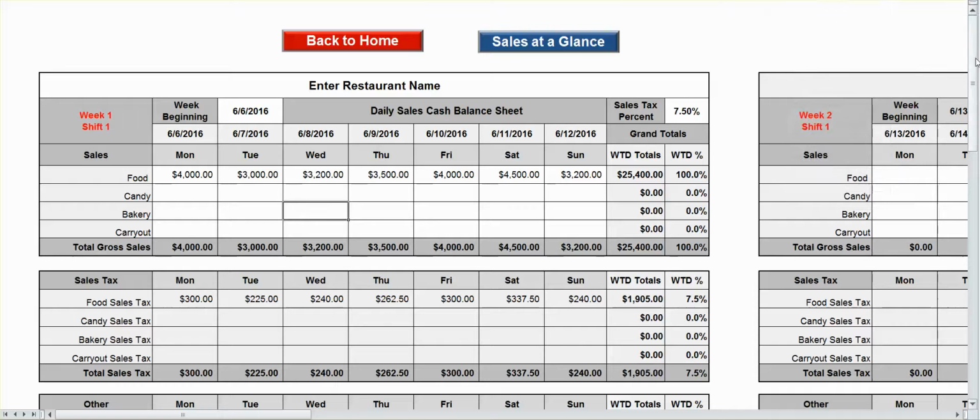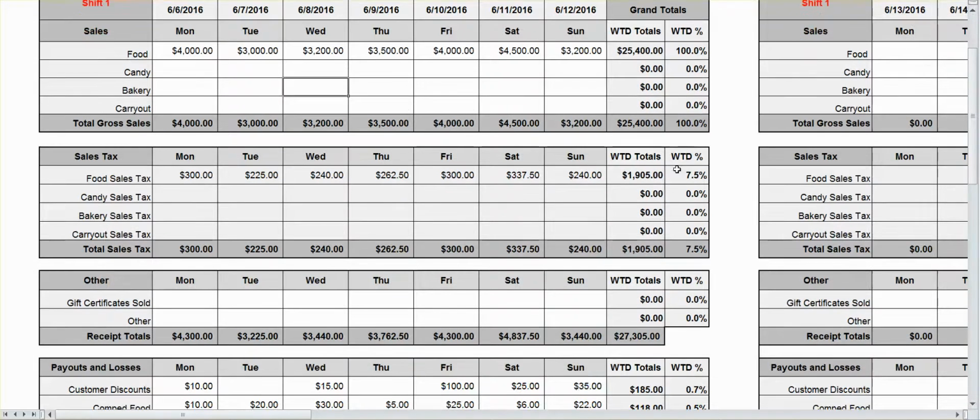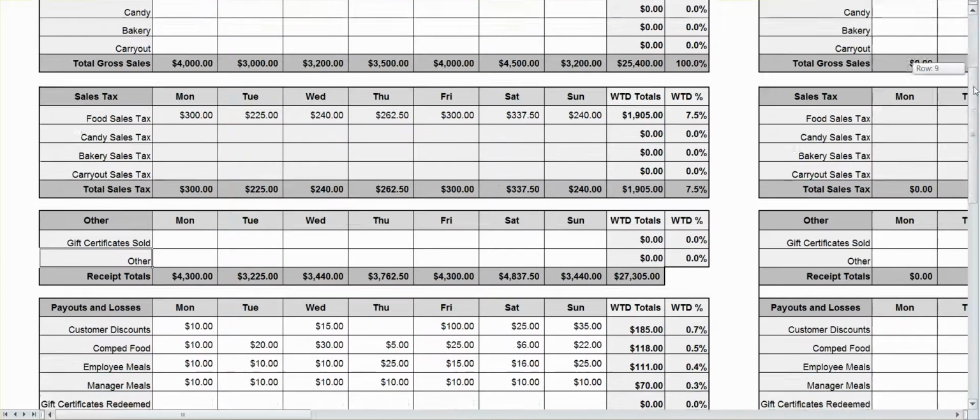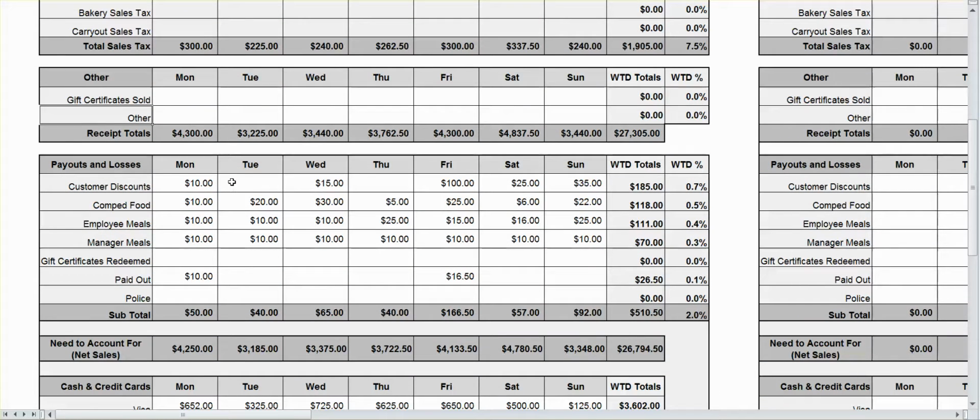Okay, so we had the sales in and figured out the sales tax. If you had any gift certificate sold or other, and again, unprotect the page to rename that, whatever you want to rename it at, then protect the page. Go back down. This is your payouts and your losses.